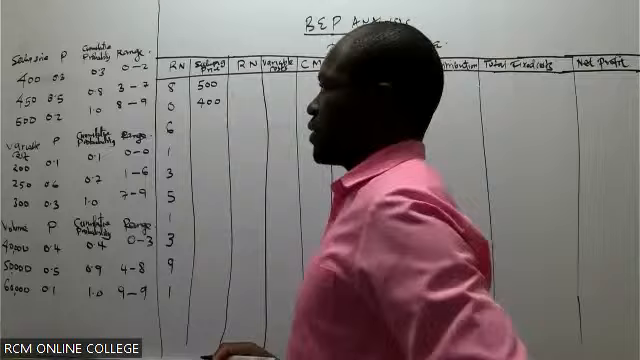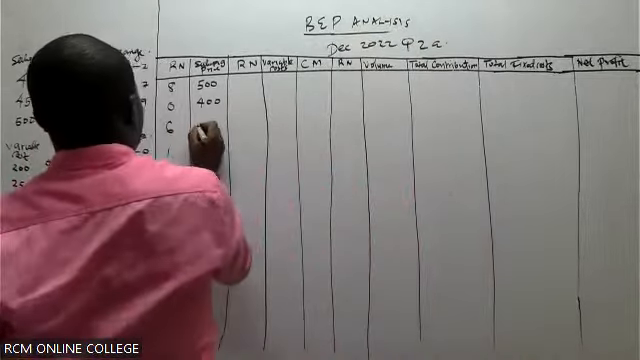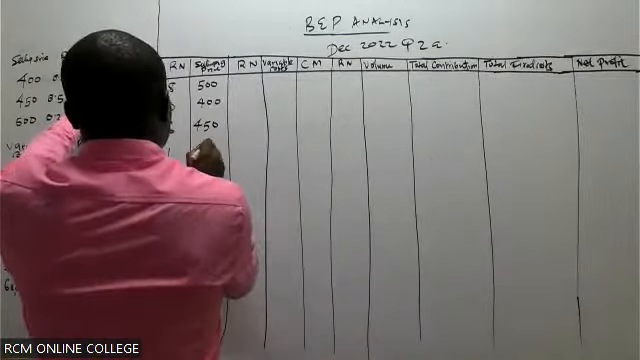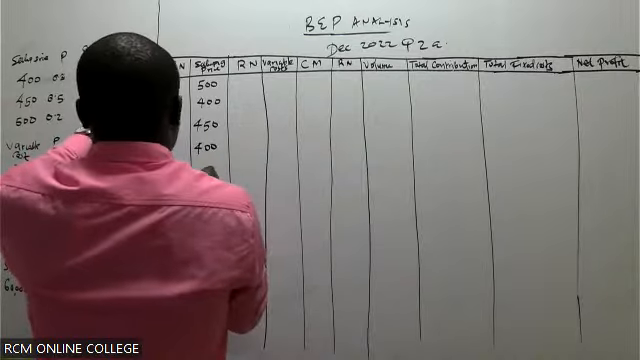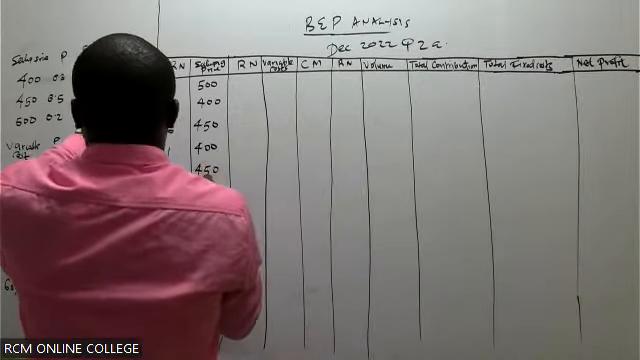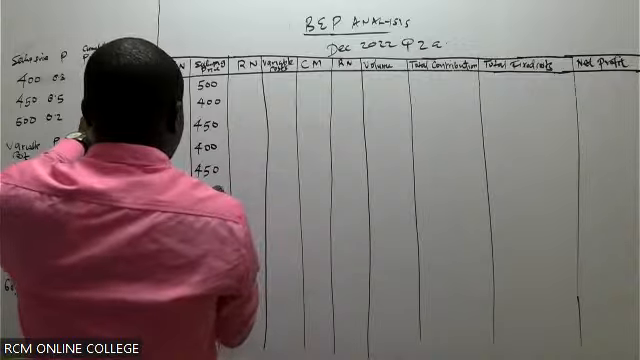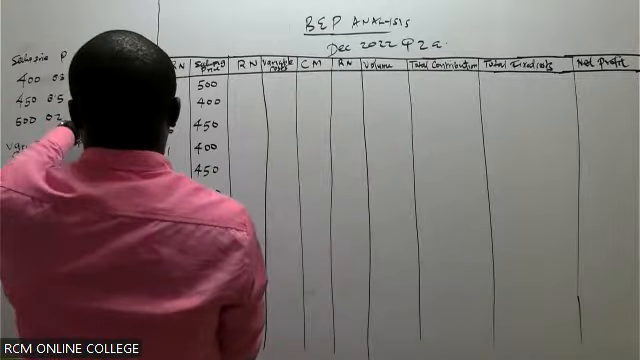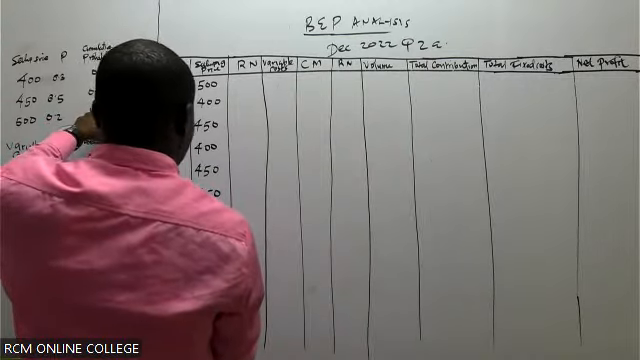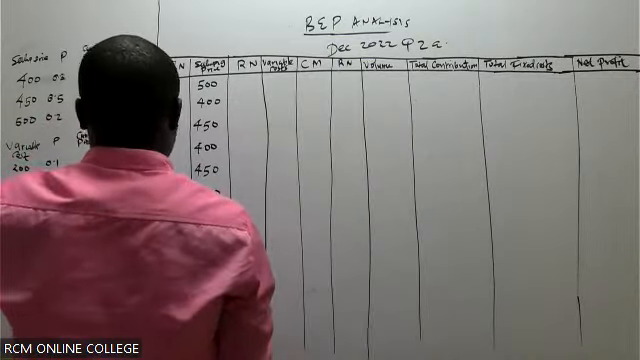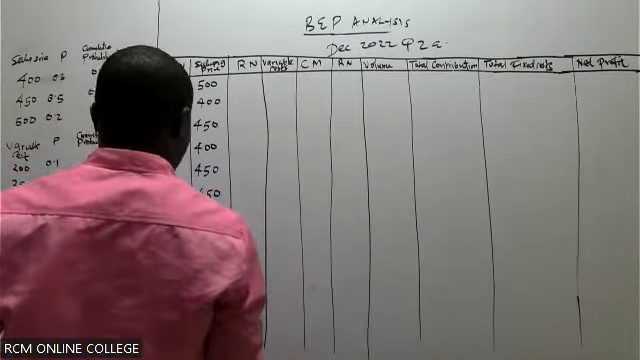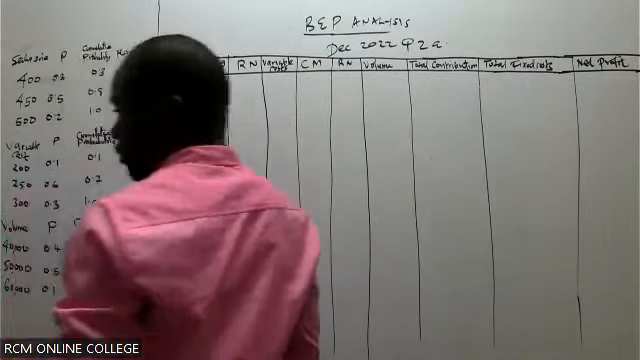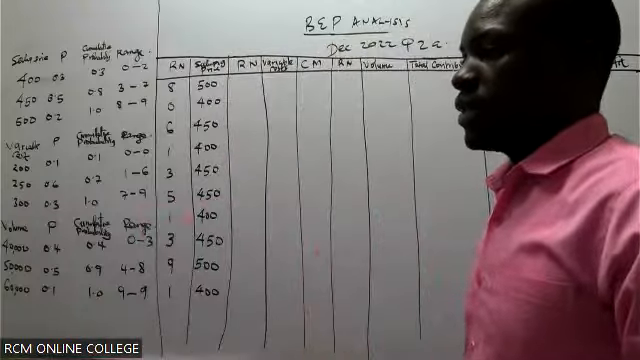If my random number is 6, so 6 will be within this range, which is 400 and 450. Is it? 1 within the first range, 400. 3 within the second range, 450. 5 within the second range, 450. 1 first range, 400. 3 second range, 450. 9 within the last range, which is 500. And of course, 1 taking us back to 400. That is what we have.